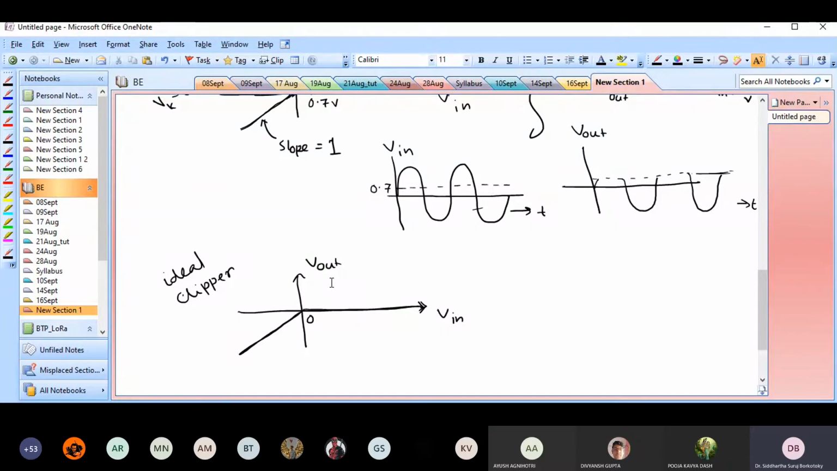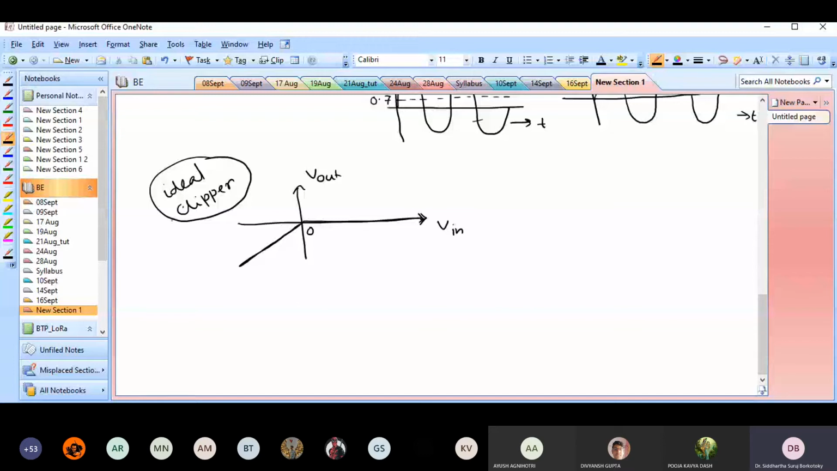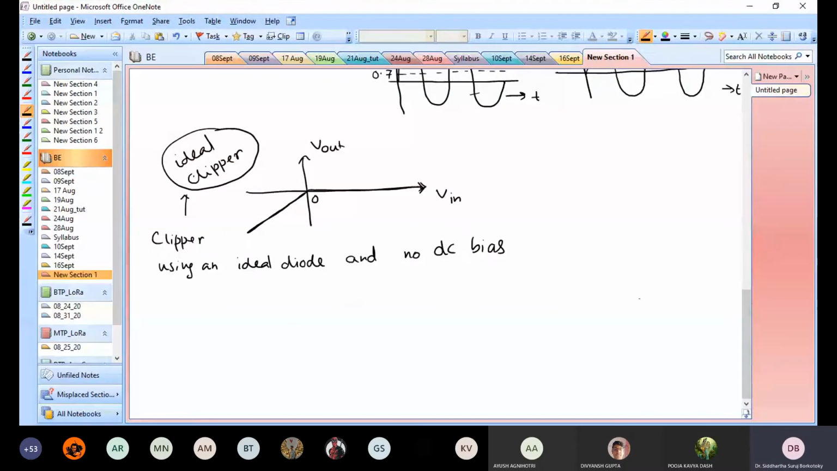So in any case, let's get this clear. There is no such thing as an ideal clipper. I was just being concise with this name, but the actual point is a clipper using an ideal diode and no DC bias. If you remember, there is this thing called the biased clipper, where I could add a DC bias to increase or decrease the clipping level. For this particular diode, we have no such thing.